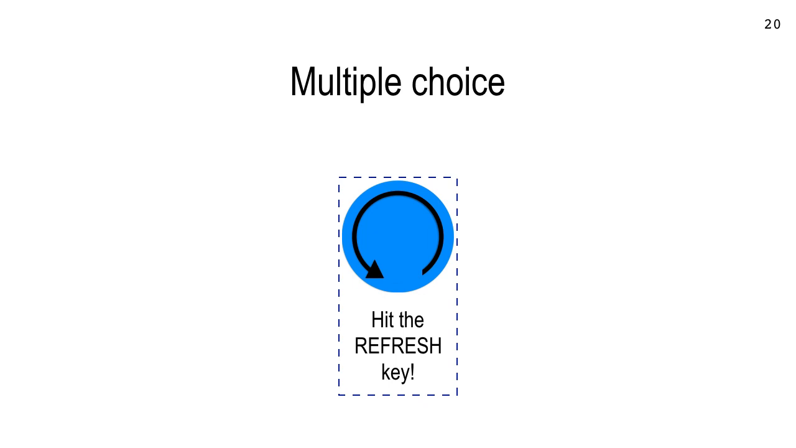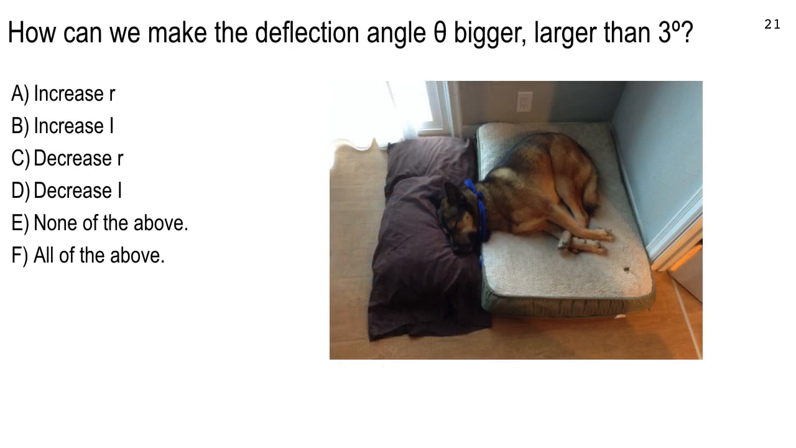All right, let me stop this for just a second. So here's your first multiple choice question for the day. How can we make the deflection angle theta bigger? In other words, larger than 3 degrees. All right, so go ahead and make a vote, make a decision.